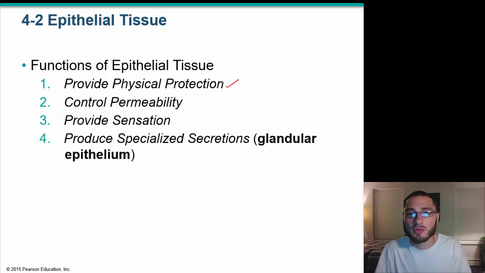So we see that with epithelial tissue, it's there to protect us. It's the barrier that separates us from the outside. It's also on the inside. It's going to separate us from whatever is in our mucous membranes, and when we eat something, it separates us from whatever we eat. It's going to separate us from the acid in our stomach. So it's really there for physical protection, for being that barrier.